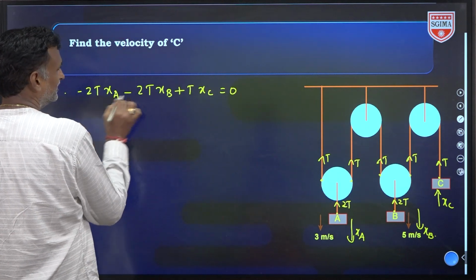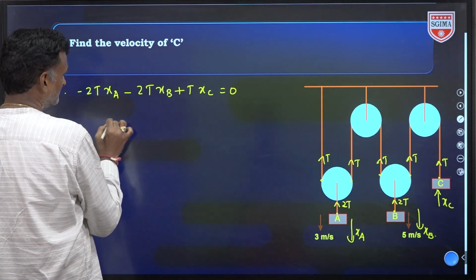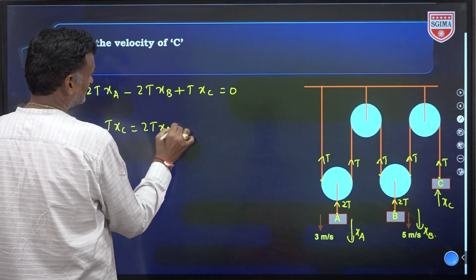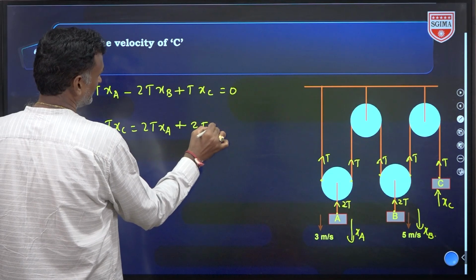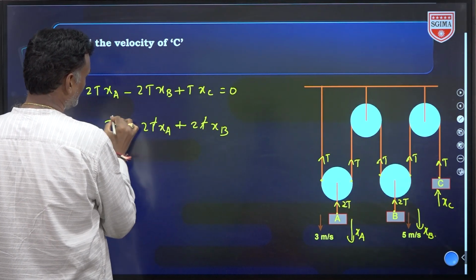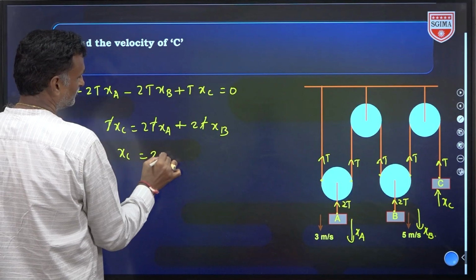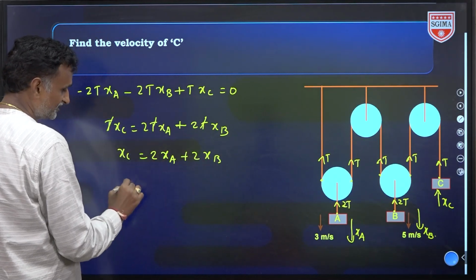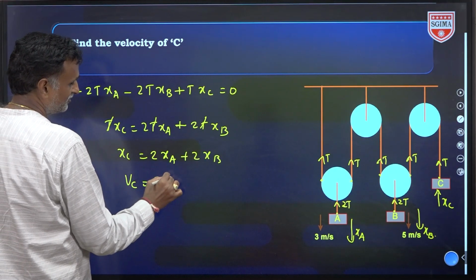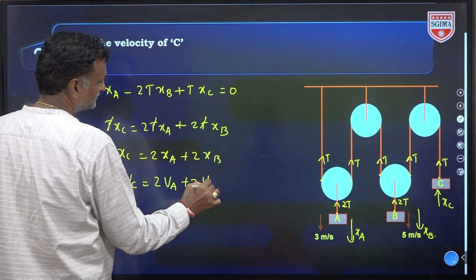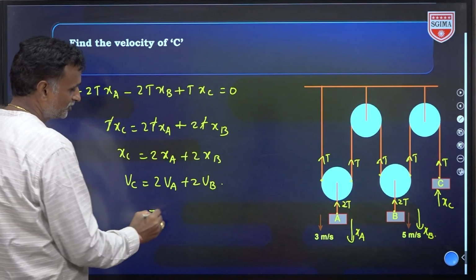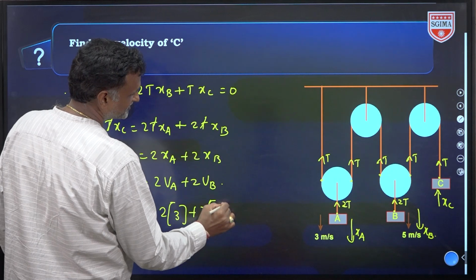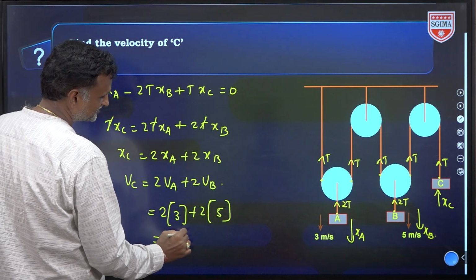So simply here the minus terms should be taken to the right side, T xc equal to 2T xa plus 2T xb, T cancels, xc equal to 2xa plus 2xb, differentiating with respect to time, vc equal to 2va plus 2vb. 2 times of va, which is 3, plus 2 times of vb, which is 5 here. So 2 times 3 is 6, 10.